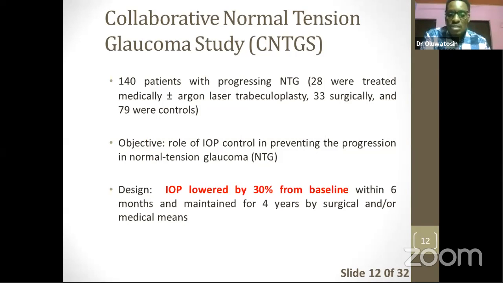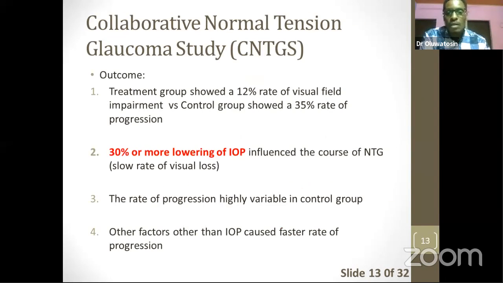The study was designed such that intraocular pressure was lowered by 30% from the baseline within 6 months and maintained for 4 years by surgical or medical means. This was achieved among the treatment group. The outcome of the study showed that the treatment group had a 12% rate of visual field impairment against the control group that showed a 38% rate of progression.